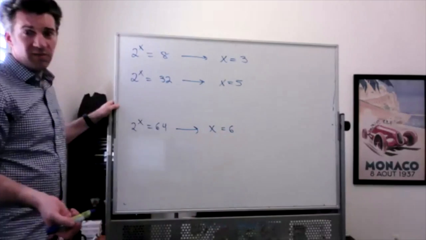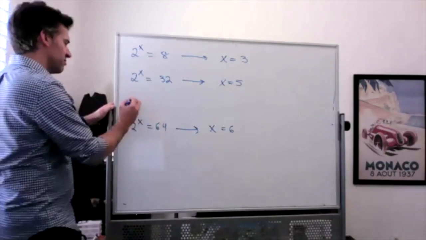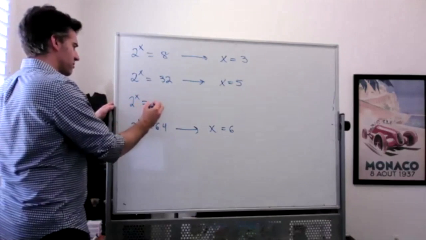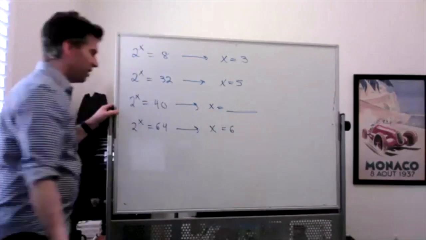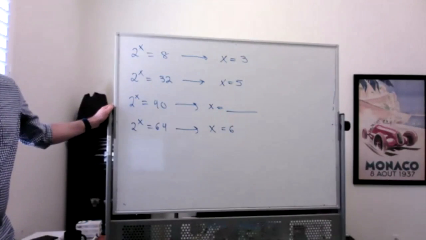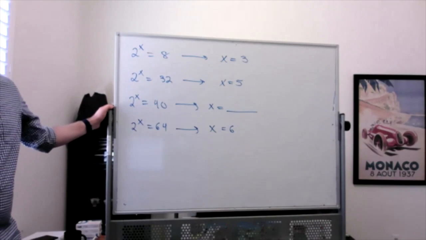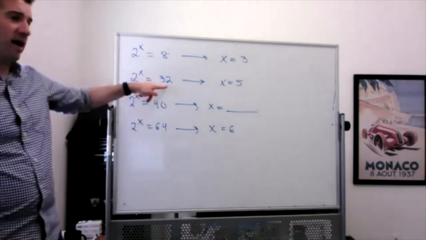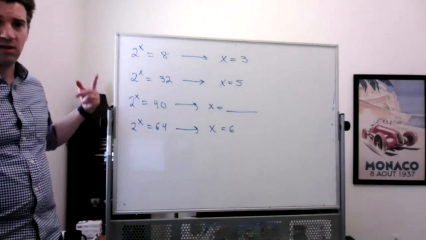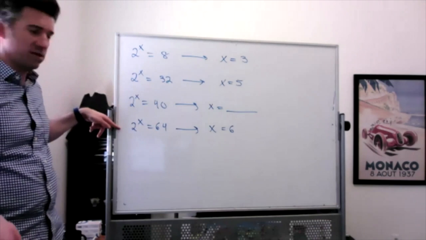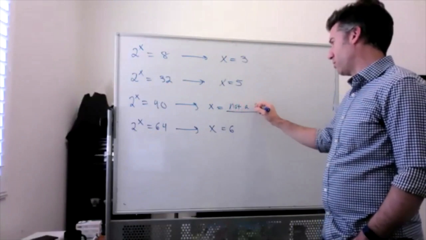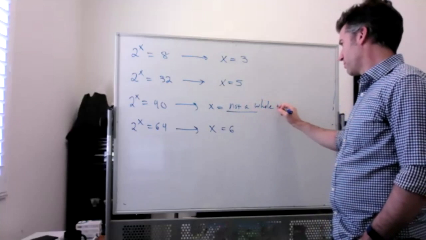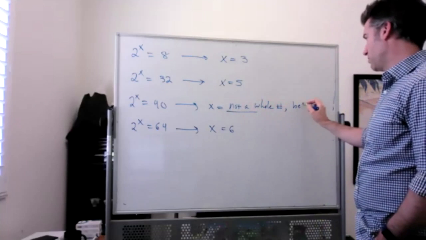But then we want to be able to answer the question, if 2 to the x equals 40, what is x going to be? Well, we know it's not 5, and we know it's not 6, because 2 to the 5th is 32, and 2 to the 6th is 64. So 2 to the x equals 40 is not a whole number. It is between 5 and 6.